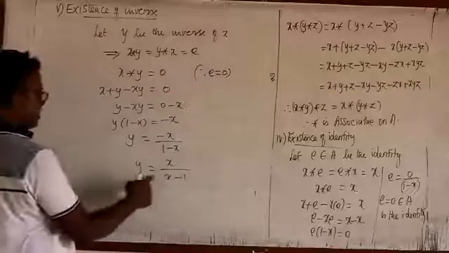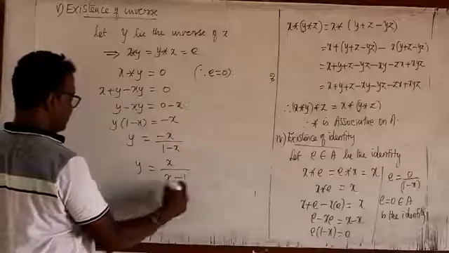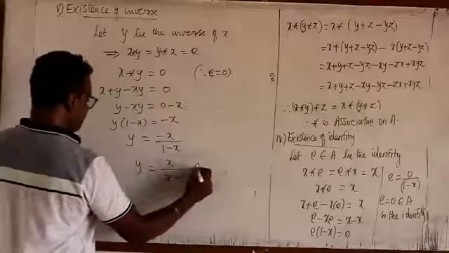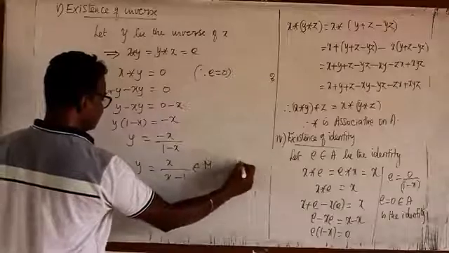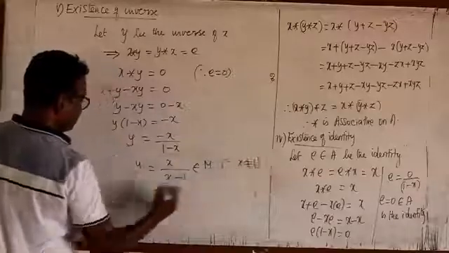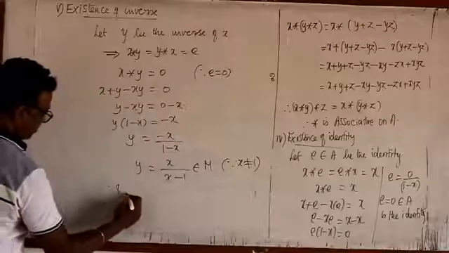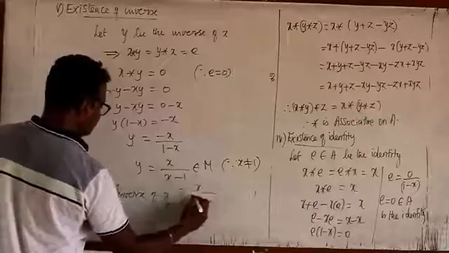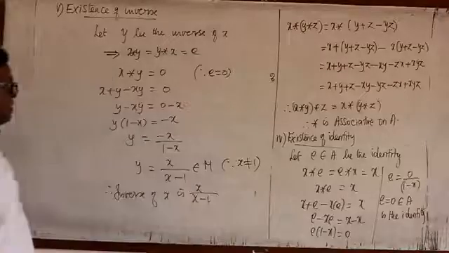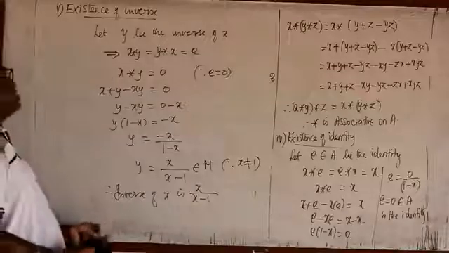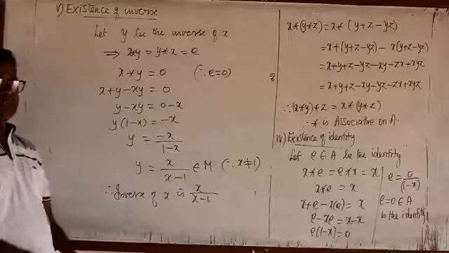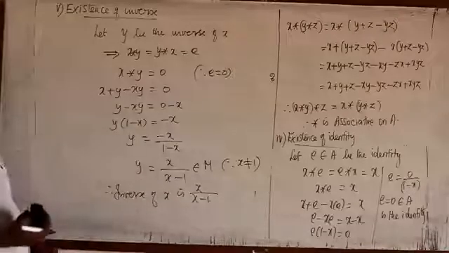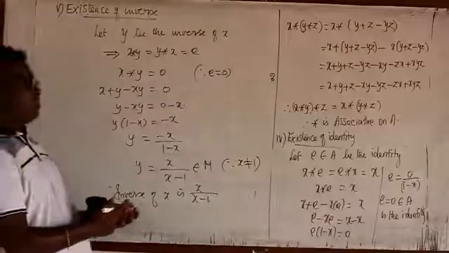This is why they told us x is not equal to 1. This belongs to M since x is not equal to 1. Therefore, the inverse of x is x by x minus 1. Therefore, the inverse also exists in this problem. With that, this problem is over. So the 10th problem is over.